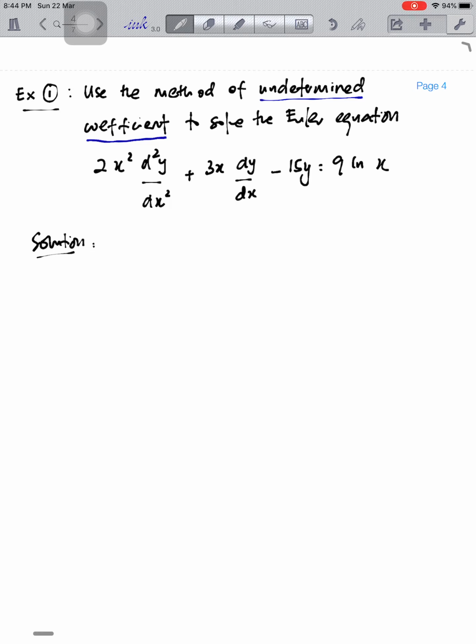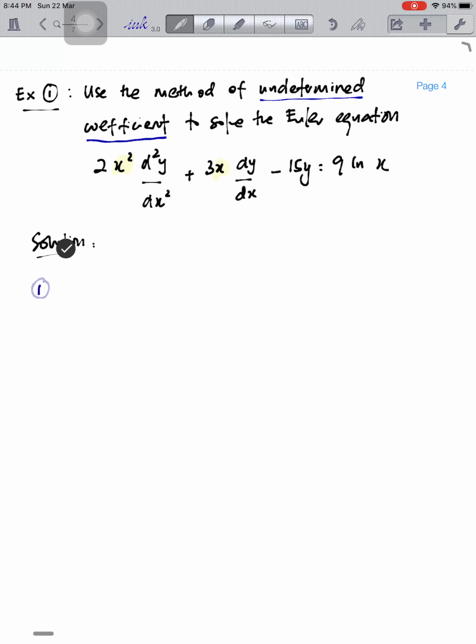And here, even if the question doesn't state that this is an Euler equation, because of this x squared right here and the x before the dy over dx, we should be able to tell right away that this is not constant coefficient, so it's not going to be a homogeneous and non-homogeneous equation, but in fact this is an Euler equation. Right, so now let's start with step number one.